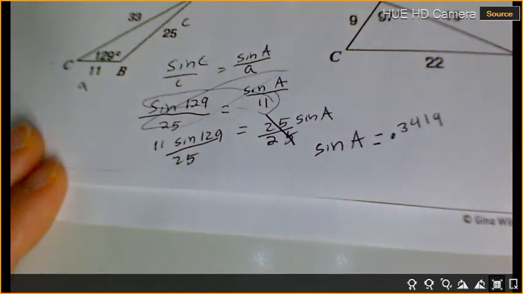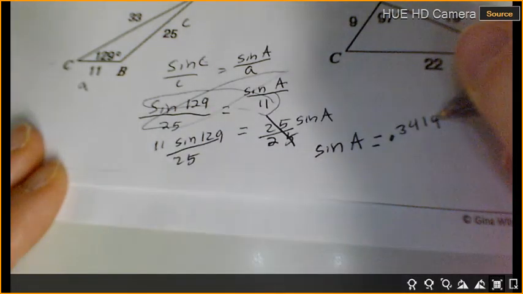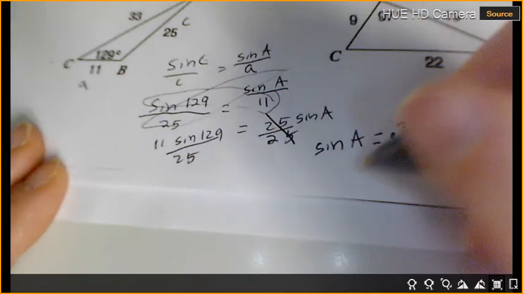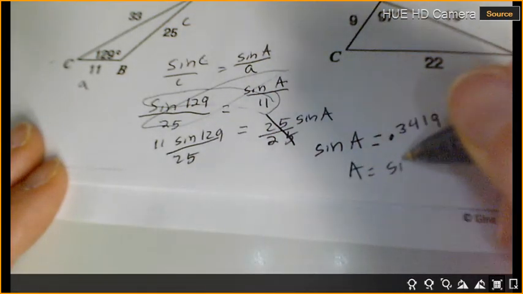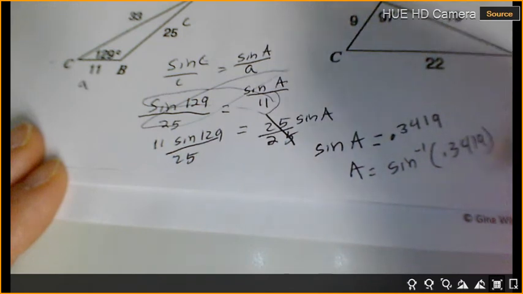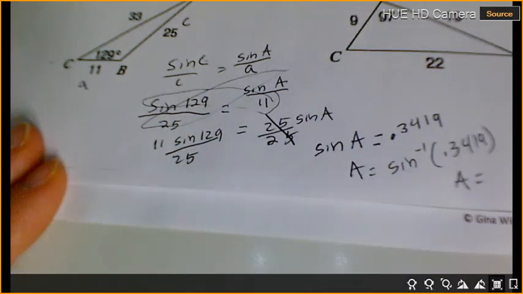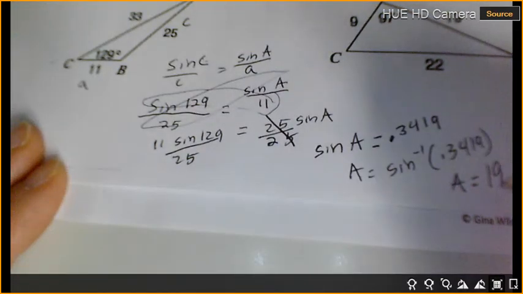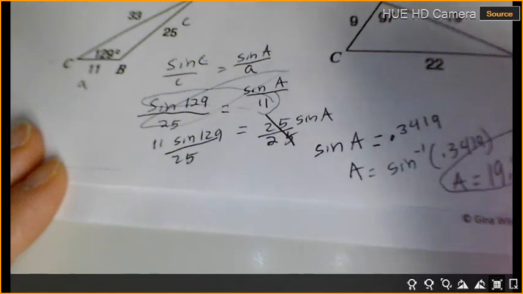There is one more step I need to do. I've got sine of A equals 0.3419. What am I going to do to get A by itself? Inverse sine. So I'm going to get A equals inverse sine of that number, and then I'm going to get what angle A is. So I'm going to push my trig button, inverse sine, 0.3419, and I get 19.9. Or you could round up to 20 degrees.